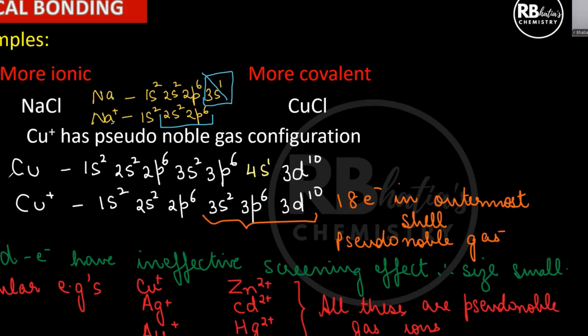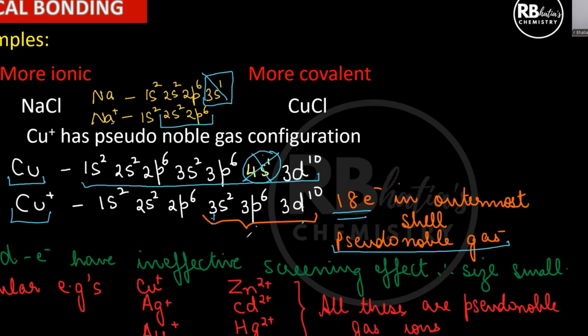But for copper, Z is 29. This is the configuration of copper, 4s1, 3d10. And for the Cu+ ion, the highest quantum number is 4, so from 4s1 we remove the electron. We are left with this configuration: 3s2, 3p6, 3d10. That is the outermost shell, the third shell, having 18 electrons. This is called pseudo noble gas configuration. This is also a stable, fully filled configuration like noble gas, but it is pseudo noble gas because it has 18 electrons in its outermost shell.